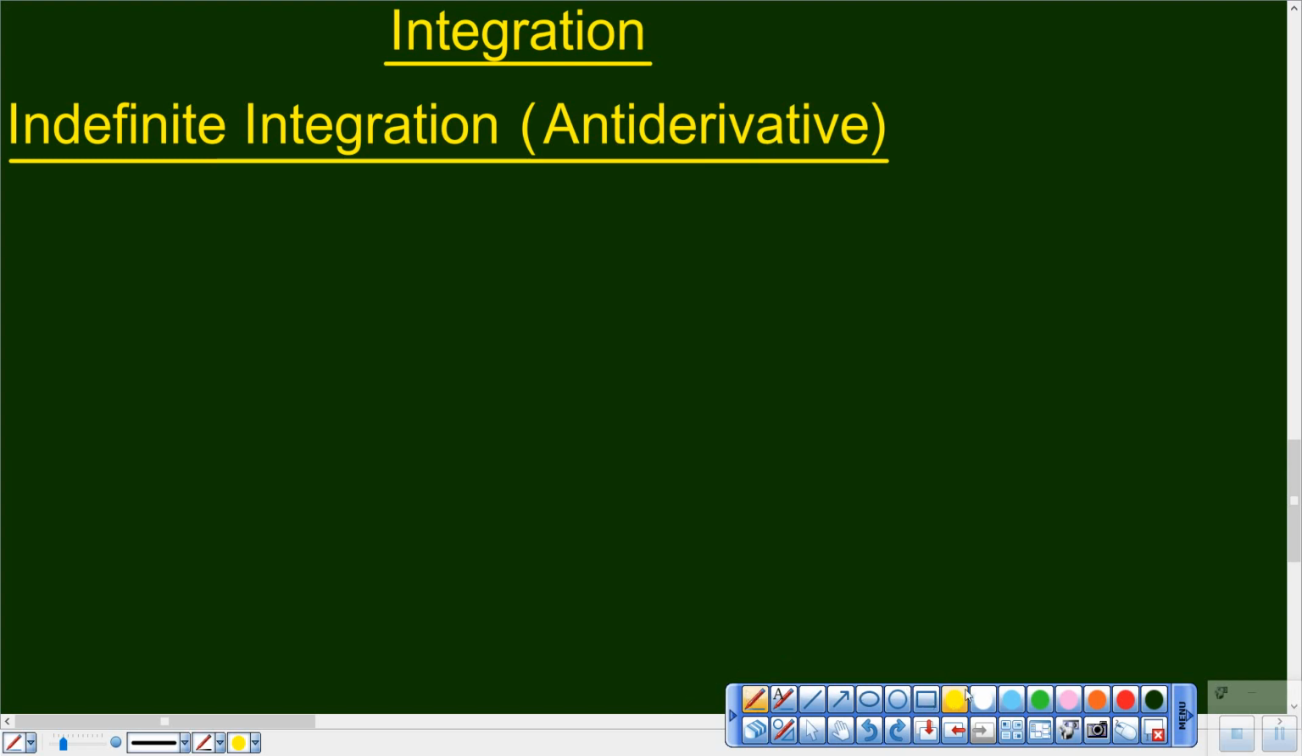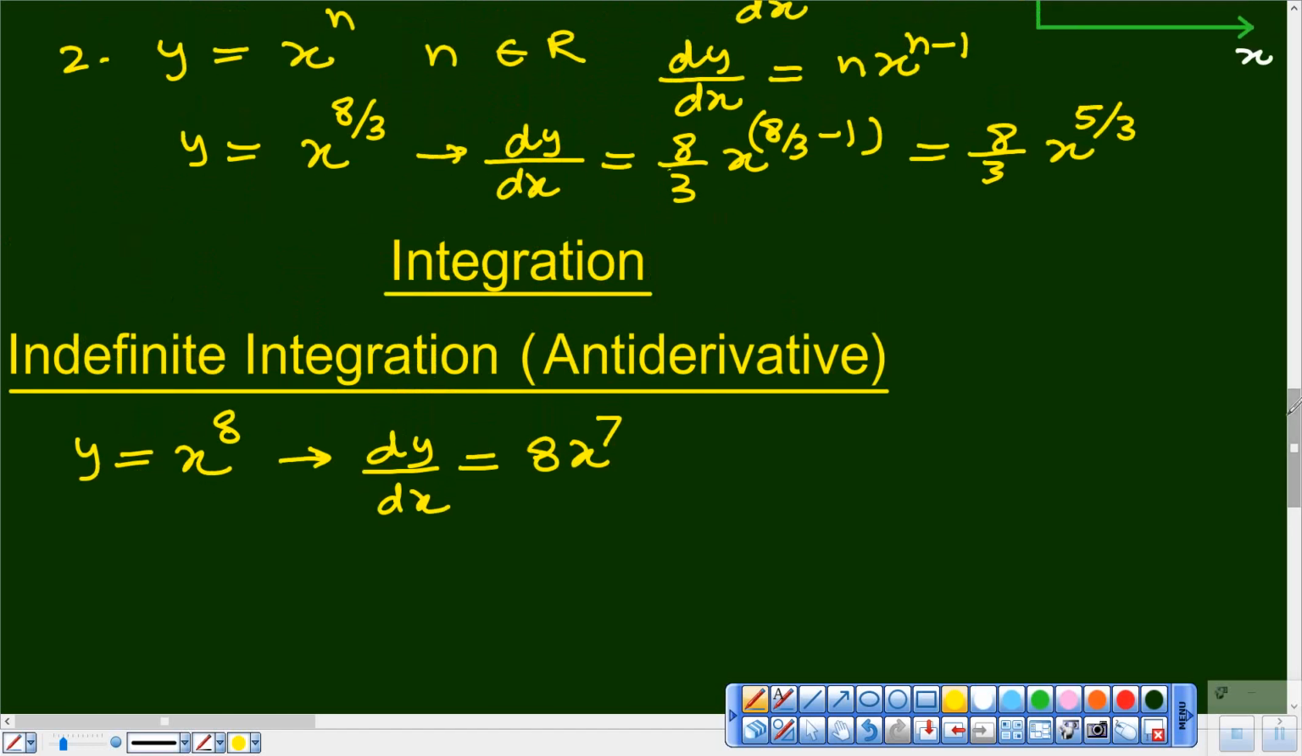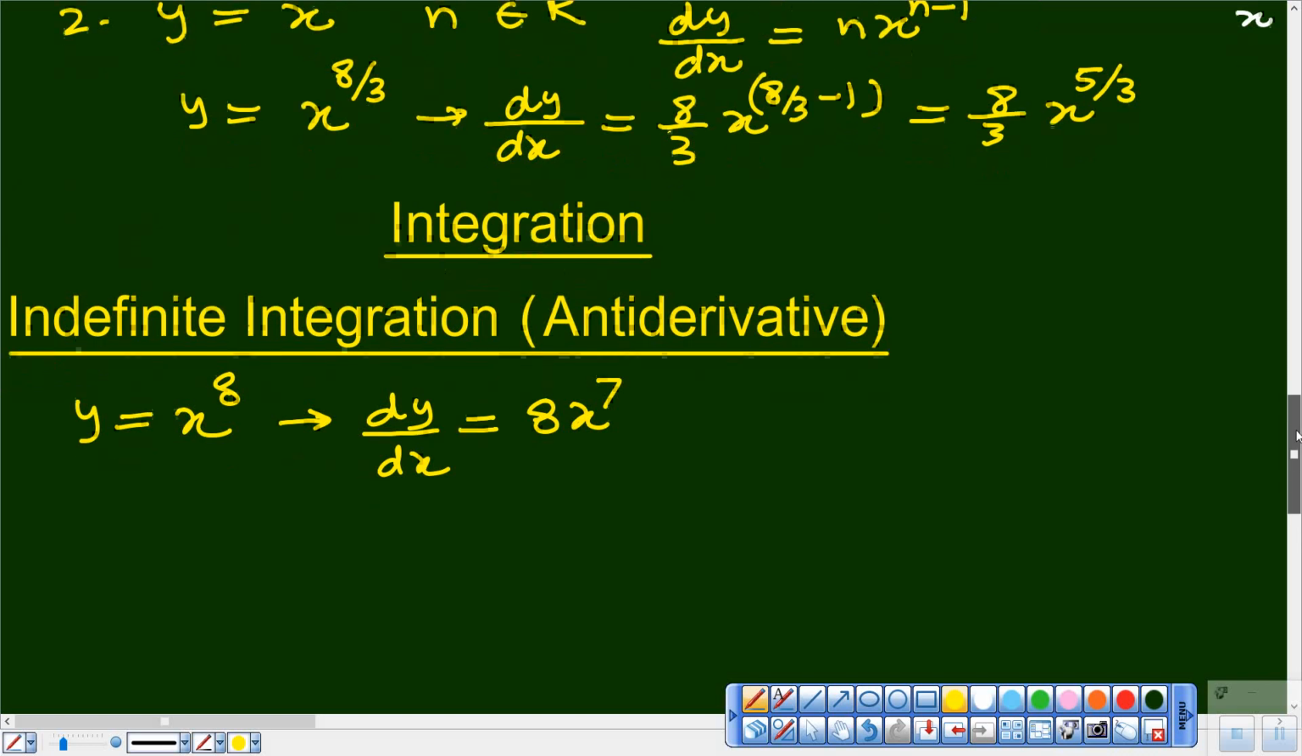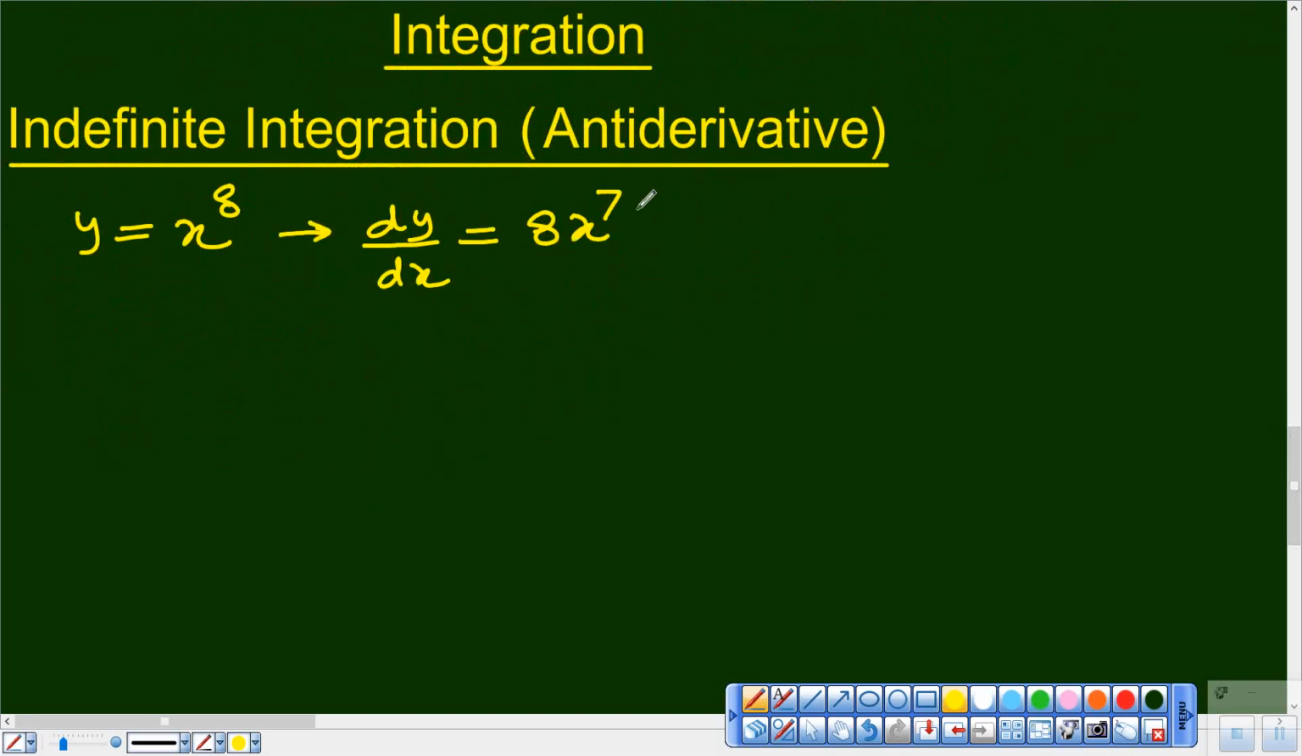Let's understand the notion of indefinite integration, which is also antiderivative, with the help of an example. Let's say that y is equal to x raised to the power 8. If I ask you what is dy by dx, then you'll say that this is equal to 8x raised to the power 7. From this rule, for x raised to the power n, dy by dx is n x raised to the power n minus 1. So this becomes 8x raised to the power 7, which can also be written as d by dx of x raised to the power 8 is equal to 8x raised to the power 7.